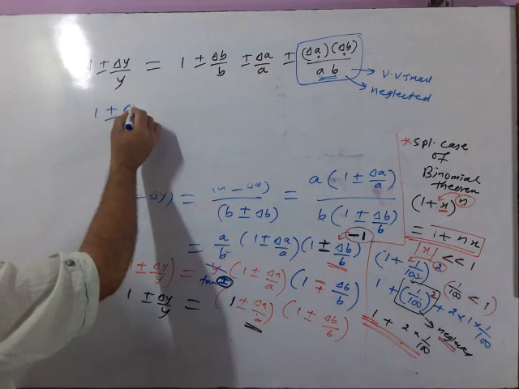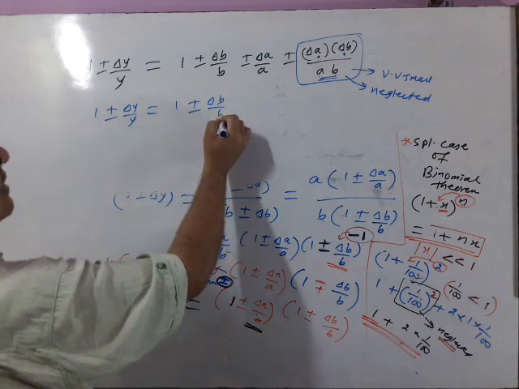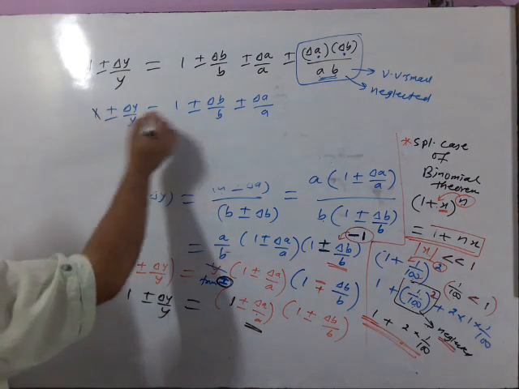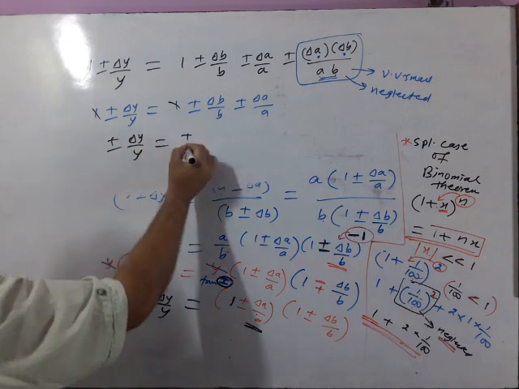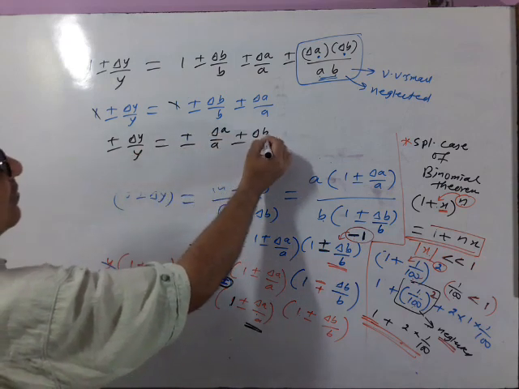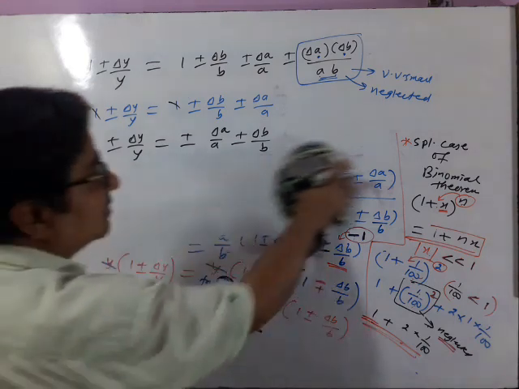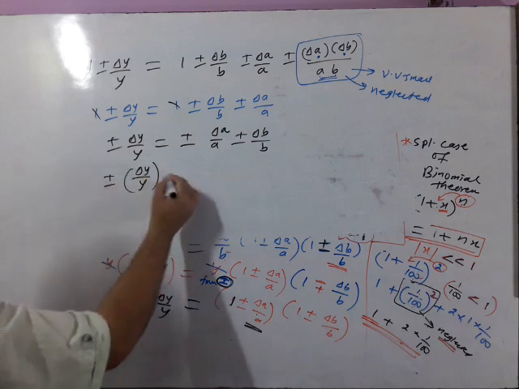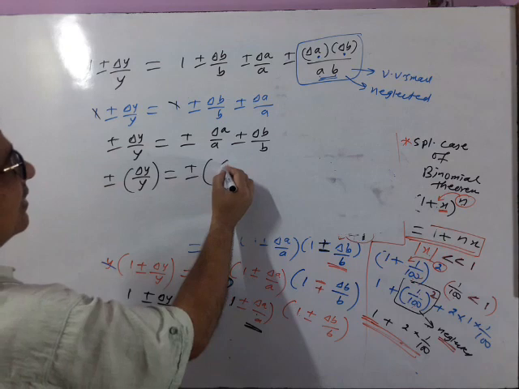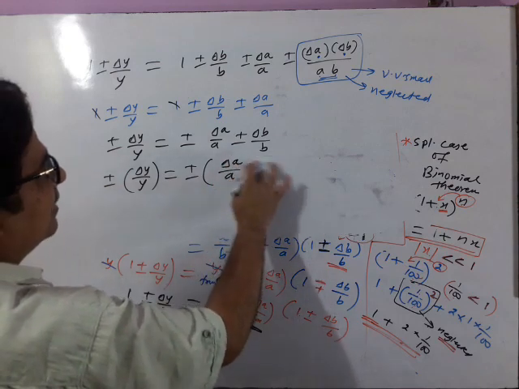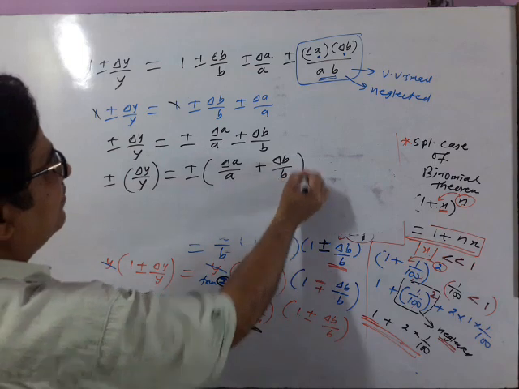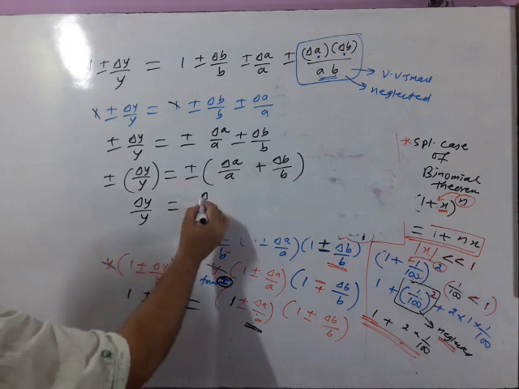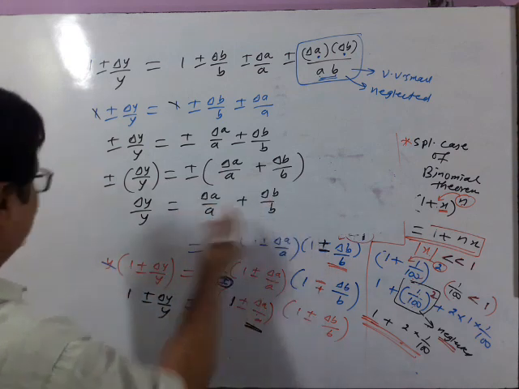So it will become 1 plus minus delta y by y, 1 plus minus delta b by b. Now take 1 on the left hand side. It will be 1 minus 1, 0, plus minus delta y by y, plus minus delta a by a, plus minus delta b by b. It is having same result as that of propagation of errors in multiplication. So take common plus minus, then you will write delta a by a plus delta b by b. Symbolic presentation remove, then delta y by y is delta a by a plus delta b by b.